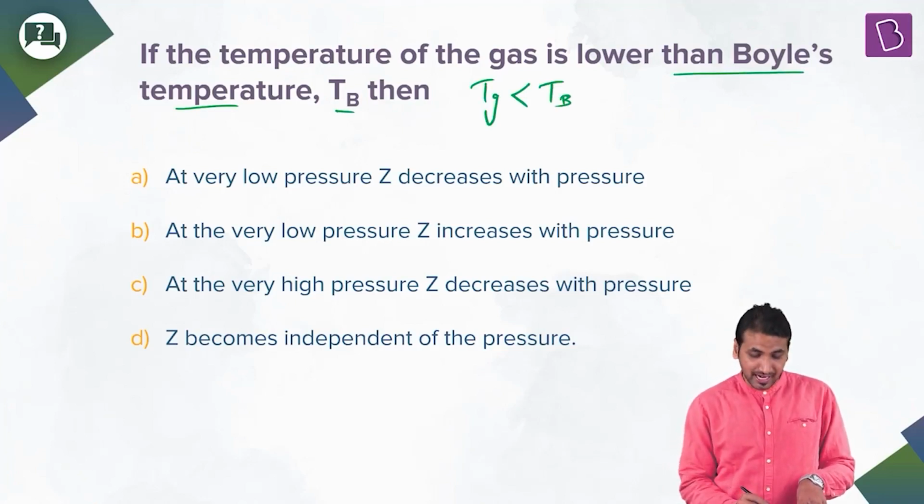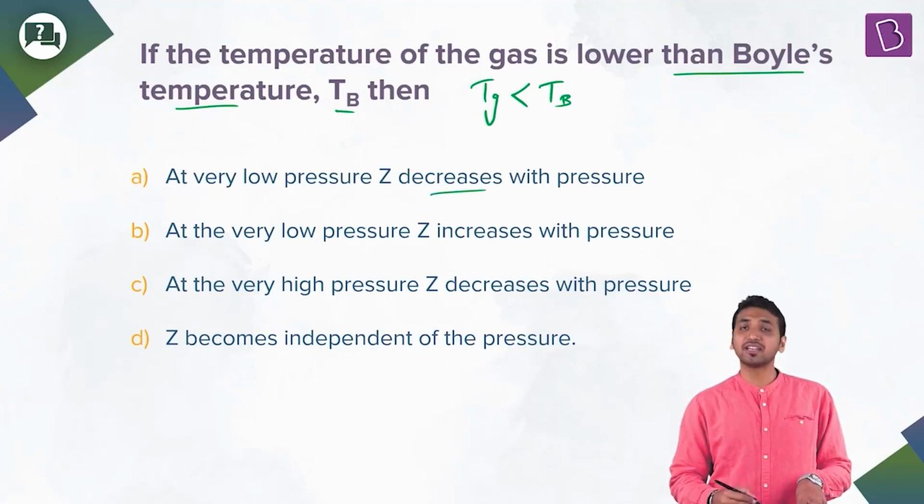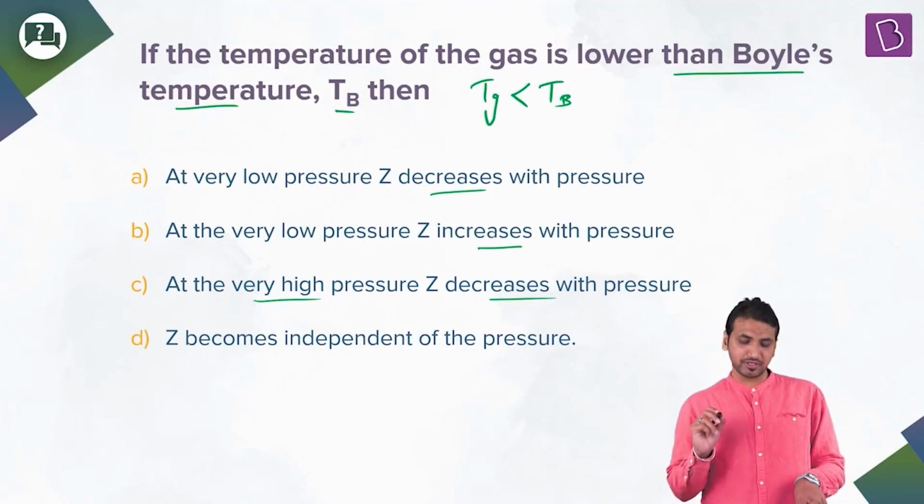Option A says at very low pressure, Z decreases with pressure. Option B, at very low pressure, Z increases with pressure. Option C, at very high pressure, Z decreases with pressure. And option D, Z becomes independent of pressure.